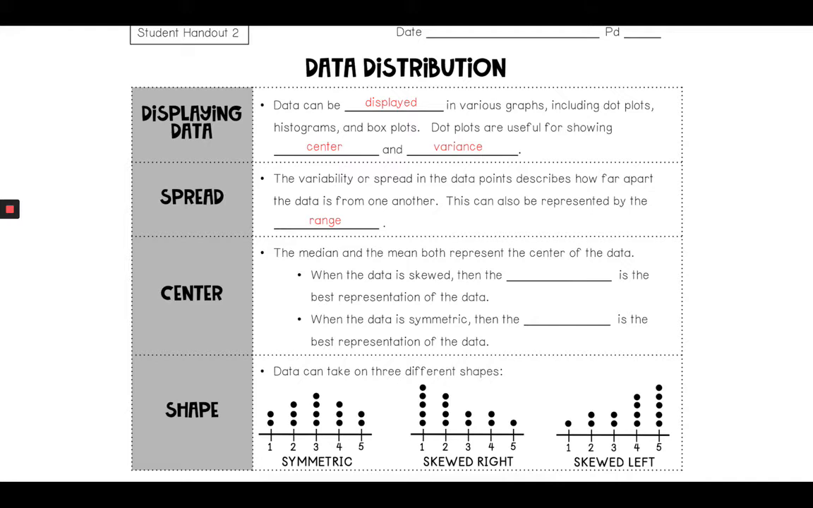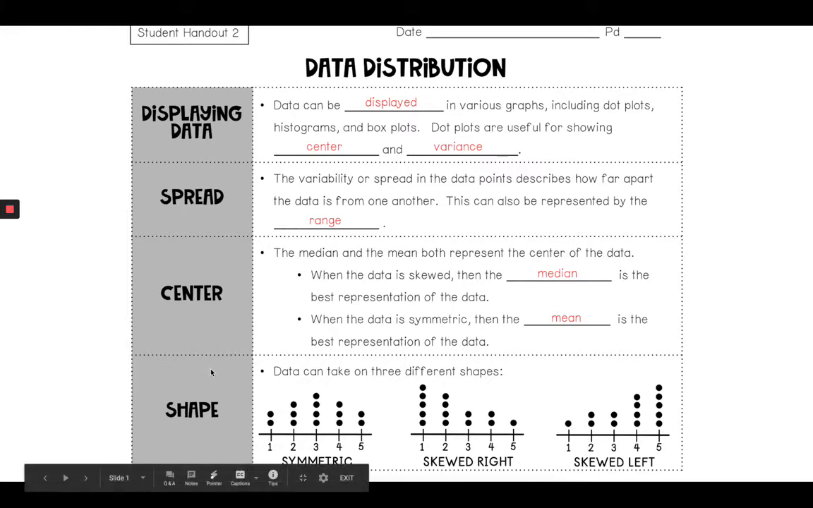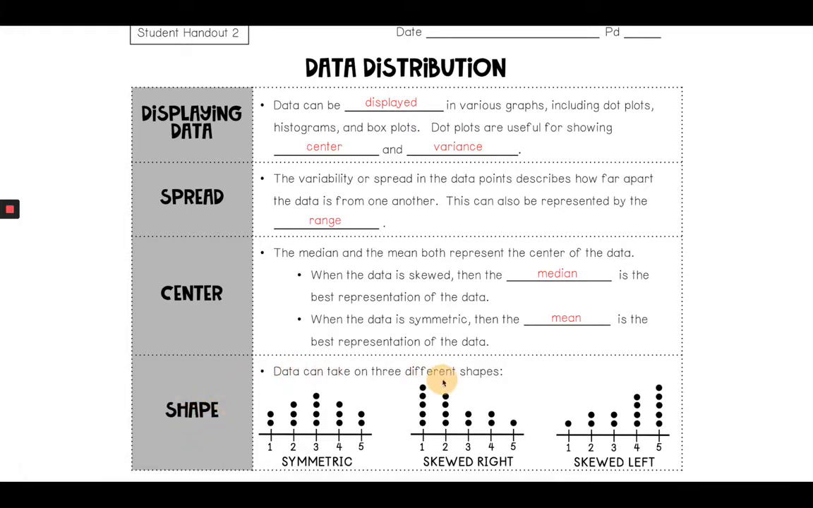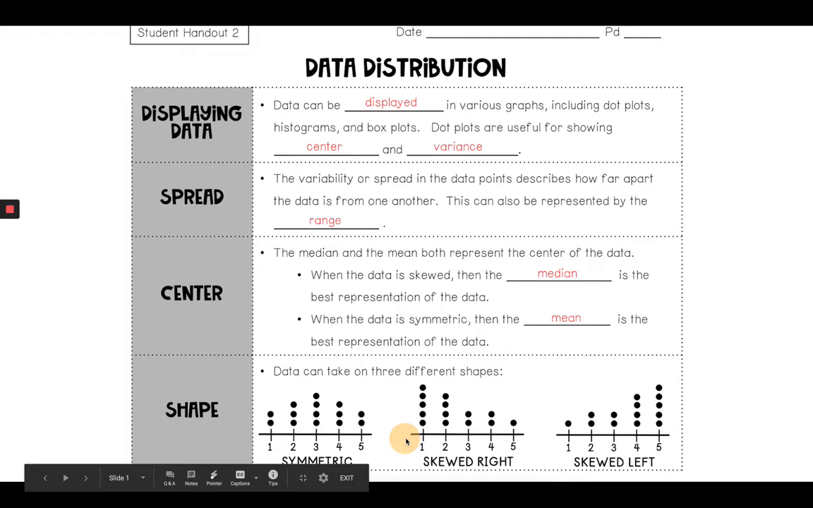Okay, center. We have a median and mean. They both are center of data measurements. When the data is skewed, the median is the best representation for the data. If the data is symmetric, then the mean is the best representation of the data. What that basically entails is the shape of this data. It can take on three different shapes: symmetric, skewed right, and skewed left.